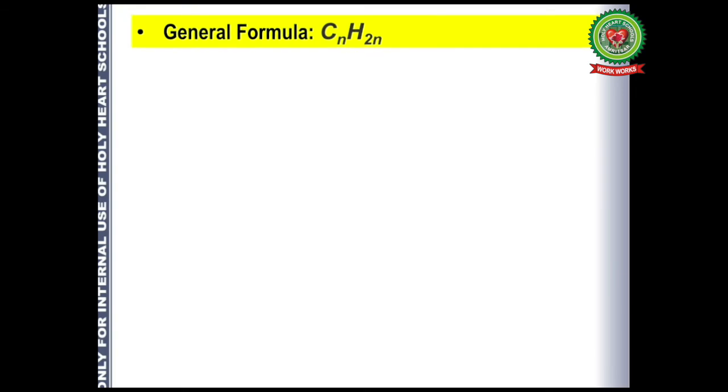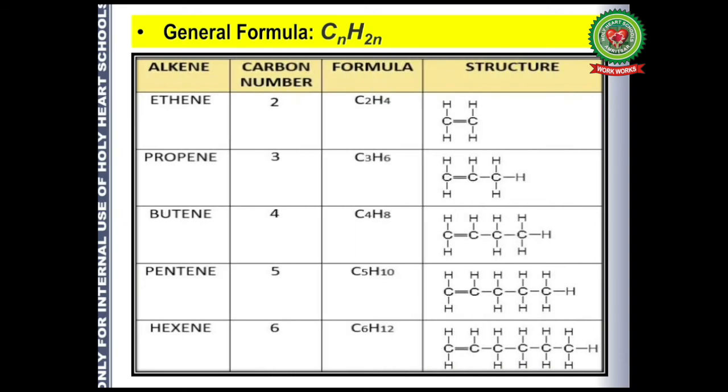The other thing that we should know is their general formula. The general formula of alkene is CnH2n. The general formula of alkane was CnH2n plus 2. So what is the general formula of alkene? CnH2n, and the n here signifies the number of carbon atoms. Now if n is equal to 2, the formula will be C2H4.